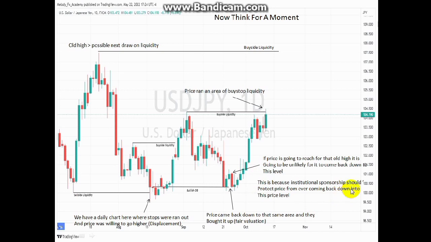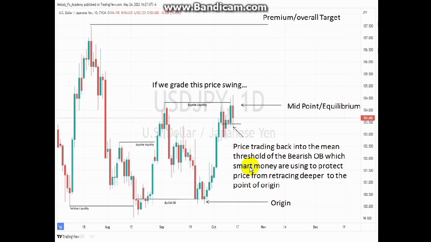This is because institutional sponsorship should protect price from ever coming back down into this price level. They are going to protect price from retracing back down to this old level, because they have already accumulated some long position right here, came back to it, accumulated more, came back to it, and accumulated some more right here. Institutional sponsorship are going to prevent price from retracing that deep into this area. We're going to look at that in the next slide.